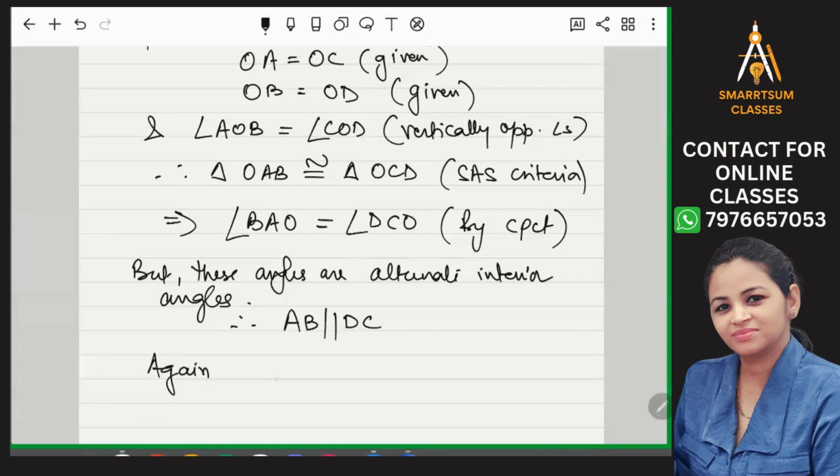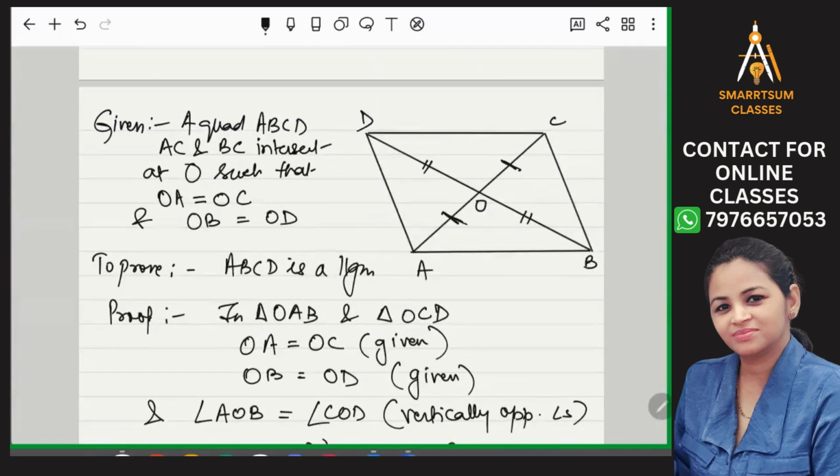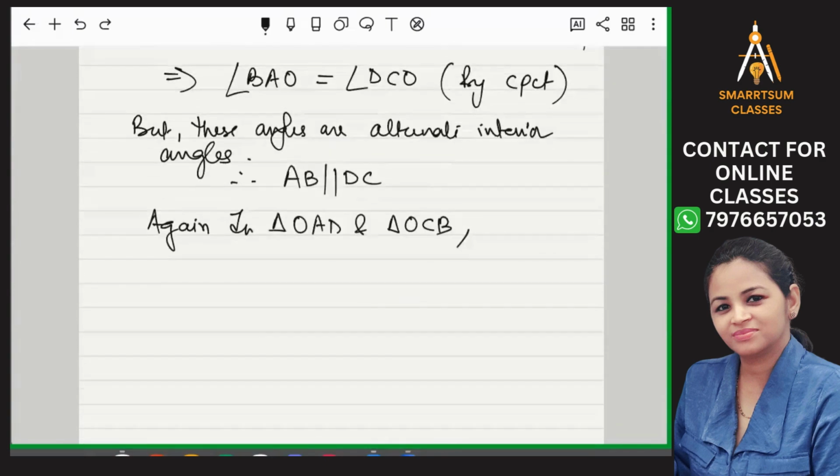Now again, we can consider the triangles OAD and triangle OCB. Which triangles are we considering? OAD, this one. Look at the figure: OAD, and triangle OCB, this one. So the same thing we will prove here also. So now in these two triangles, what do we have?